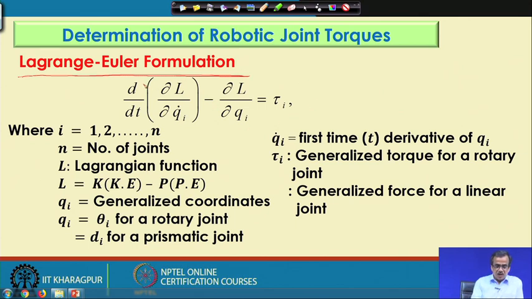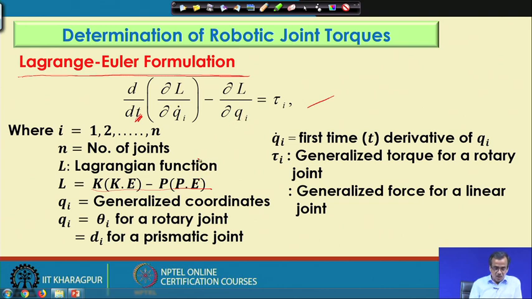Now, the equation is something like this: d/dt of the partial derivative of L with respect to q I dot, minus the partial derivative of L with respect to q I, is nothing but your tau I. Now, I am just going to define the different terms. Here t is nothing but time. L is the Lagrangian, and the Lagrangian of a robotic system is nothing but the difference between the kinetic energy and the potential energy.